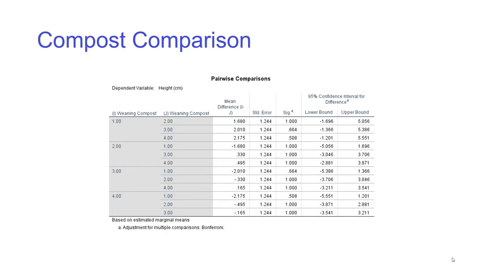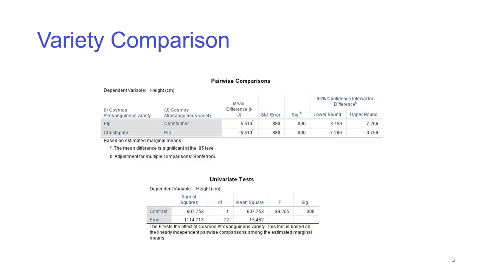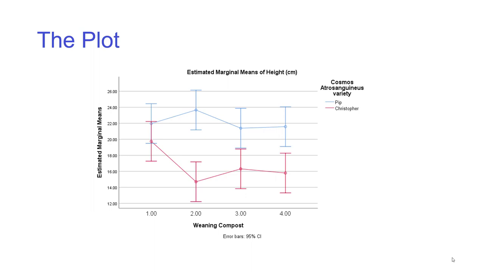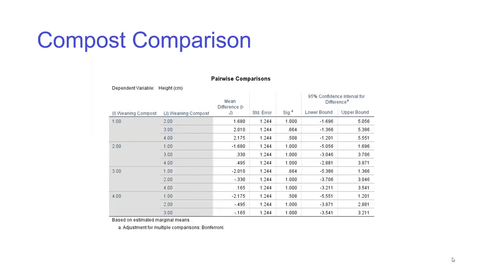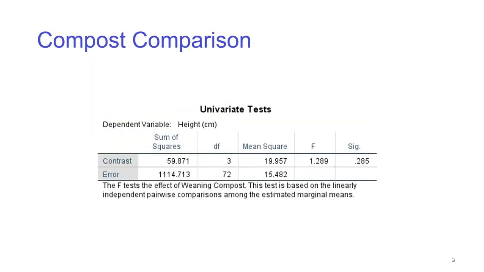And for the post hoc tests, these are the differences between all of the different composts. And as you can see, none of them turn out to be significant. Because pretty much you can see from the graph that, apart from perhaps compost 1, they completely overlap with one another. So there's the univariate test where you're keeping the variety fixed and you're just looking at the compost composition. The F was 1.289 and the sig was 0.285.